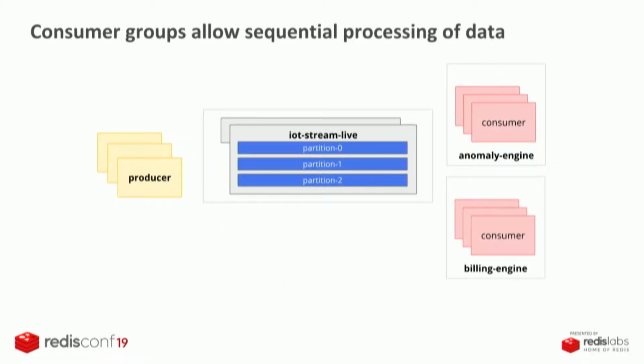And then the consumer side is categorized into two things, right? So you've got consumer groups. Technically each consumer group is different from the other, and you typically use them for one business use case, one application. So for example, over here, we've got a billing engine, we've got an anomaly engine. They are totally independent of each other, and they are separate consumer groups.